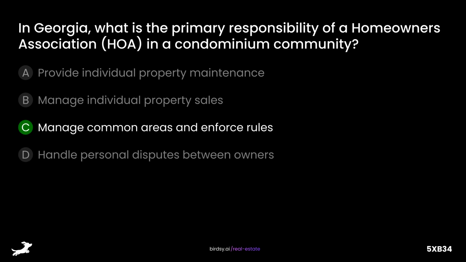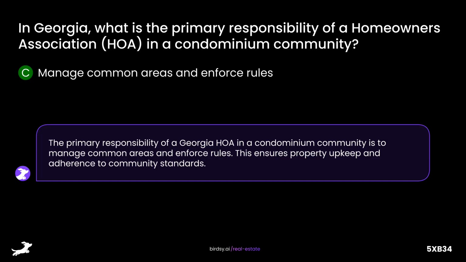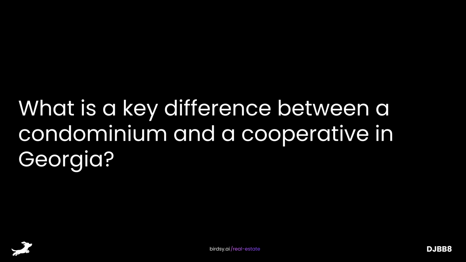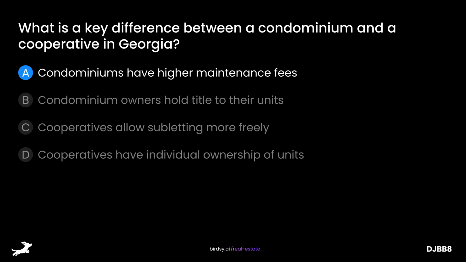The answer is C. Manage common areas and enforce rules. The primary responsibility of a Georgia HOA in a condominium community is to manage common areas and enforce rules. This ensures property upkeep and adherence to community standards. What is a key difference between a condominium and a cooperative in Georgia? Is it A. Condominiums have higher maintenance fees? B. Condominium owners hold title to their units? C. Cooperatives allow subletting more freely? Or D. Cooperatives have individual ownership of units? The answer is B. Condominium owners hold title to their units.